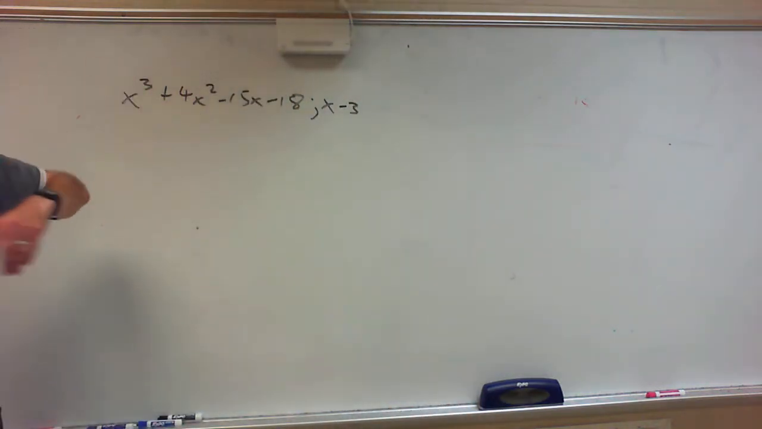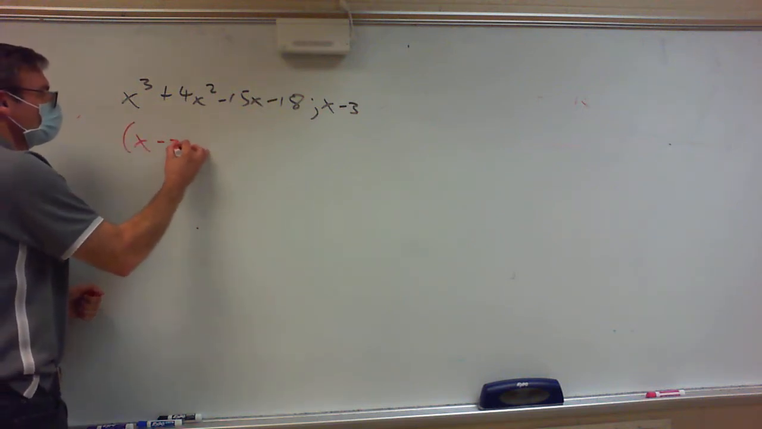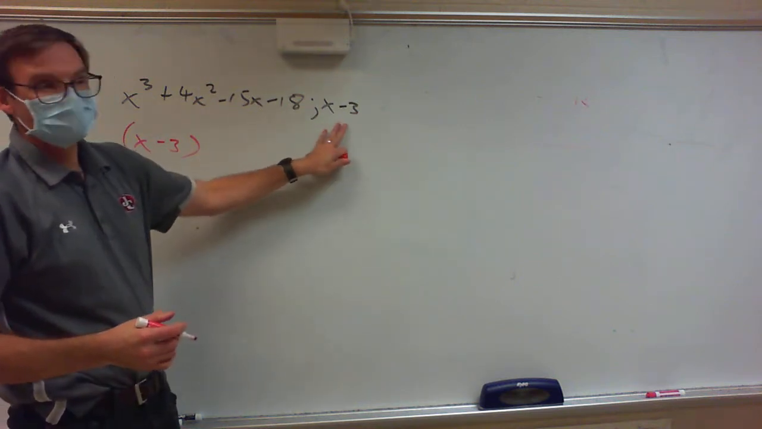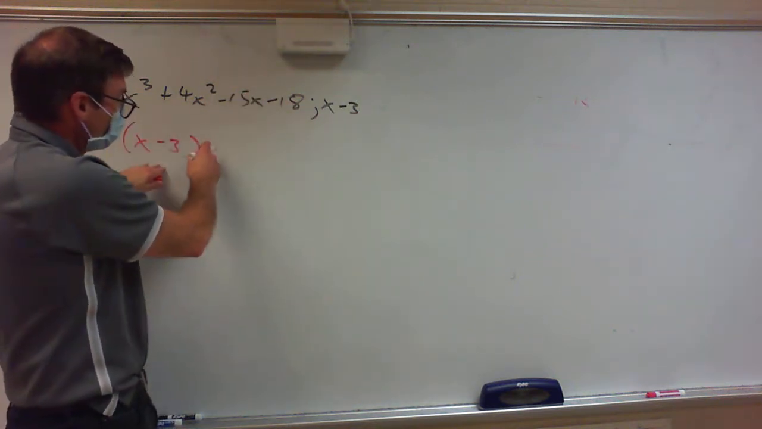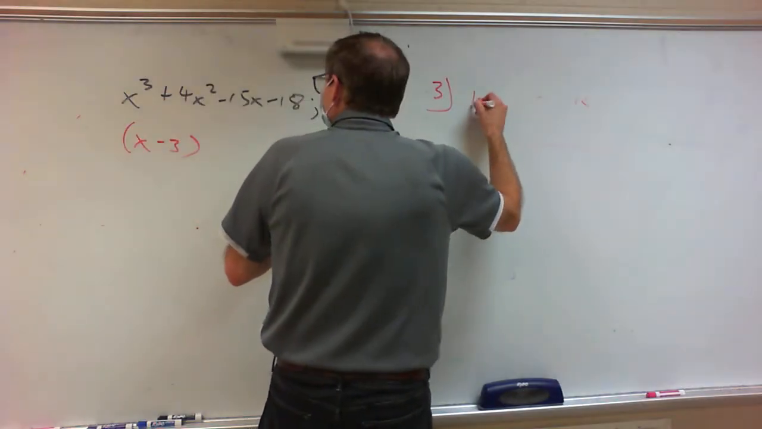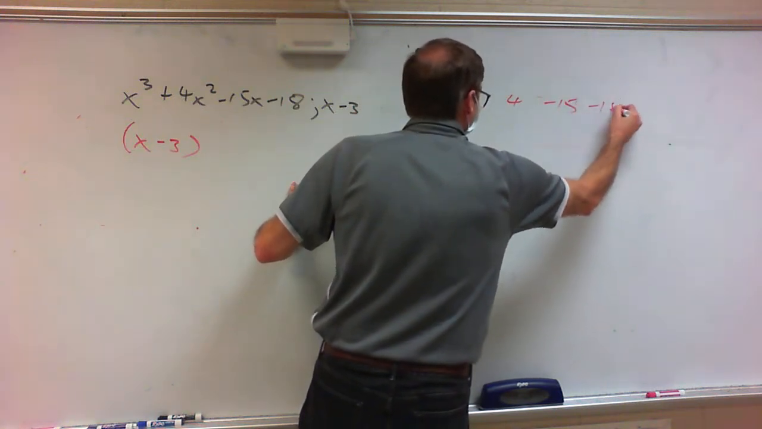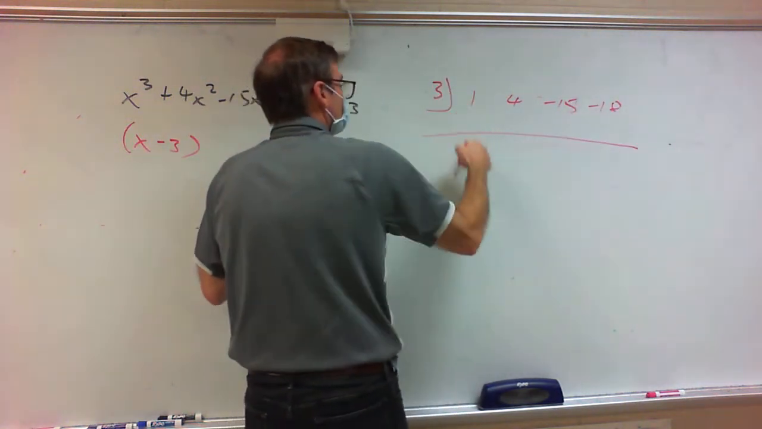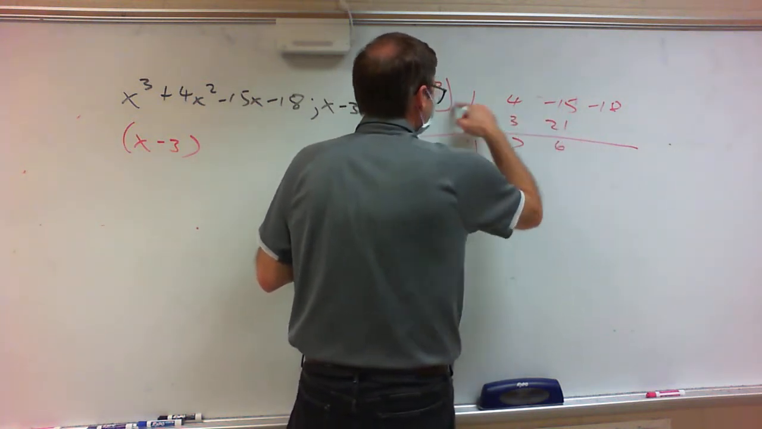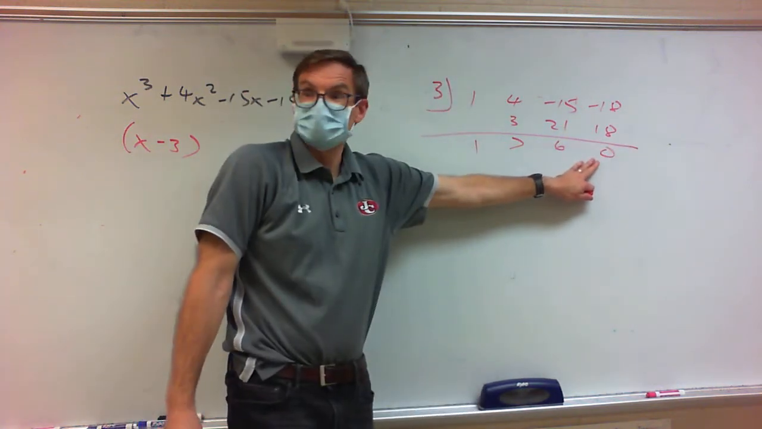All right. So if I'm going to factor this, I know that x minus 3 is going to be one of the factors. I've got to divide, so I'm going to do this thing divided by this, and so synthetic division, I'll put a 3 in the box. And that's a 1, a 4, a -15, and -18. And 1 times 3 is 3, 7, 21, 6, 18, and I get 0. Good, I got 0, because if I didn't get 0, I have a problem.